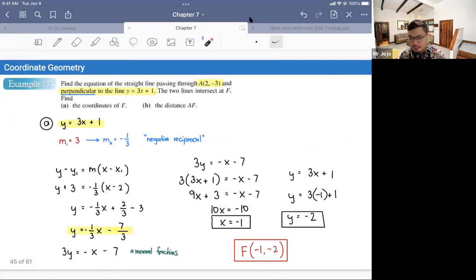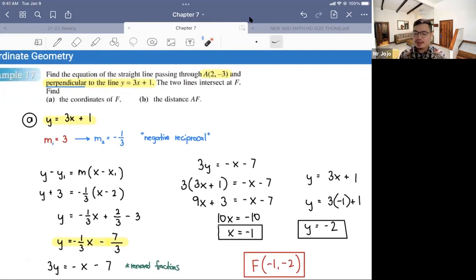All right, now let's have example number 17. I'll explain everything here. The question is: we need to find the equation of a straight line passing through point A, which is (2, -3), and this line is perpendicular to another line, y = 3x + 1. Can you visualize that, class? You have two lines here. The first line contains point A, and the second line is y = 3x + 1, and the two are perpendicular.